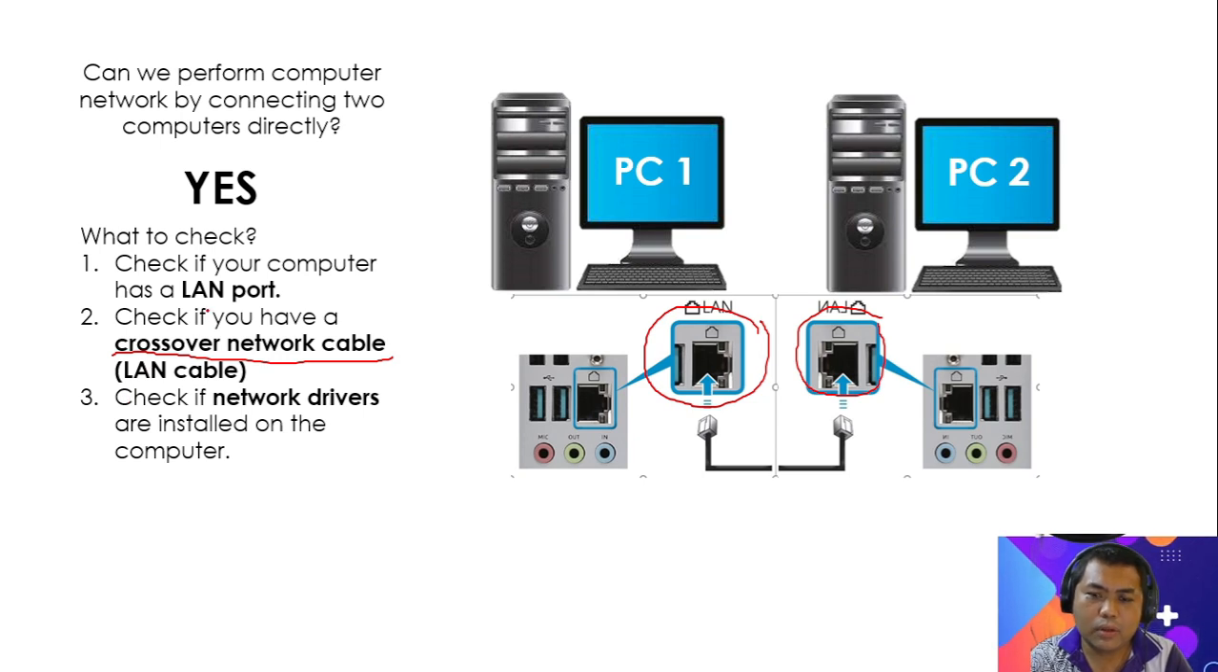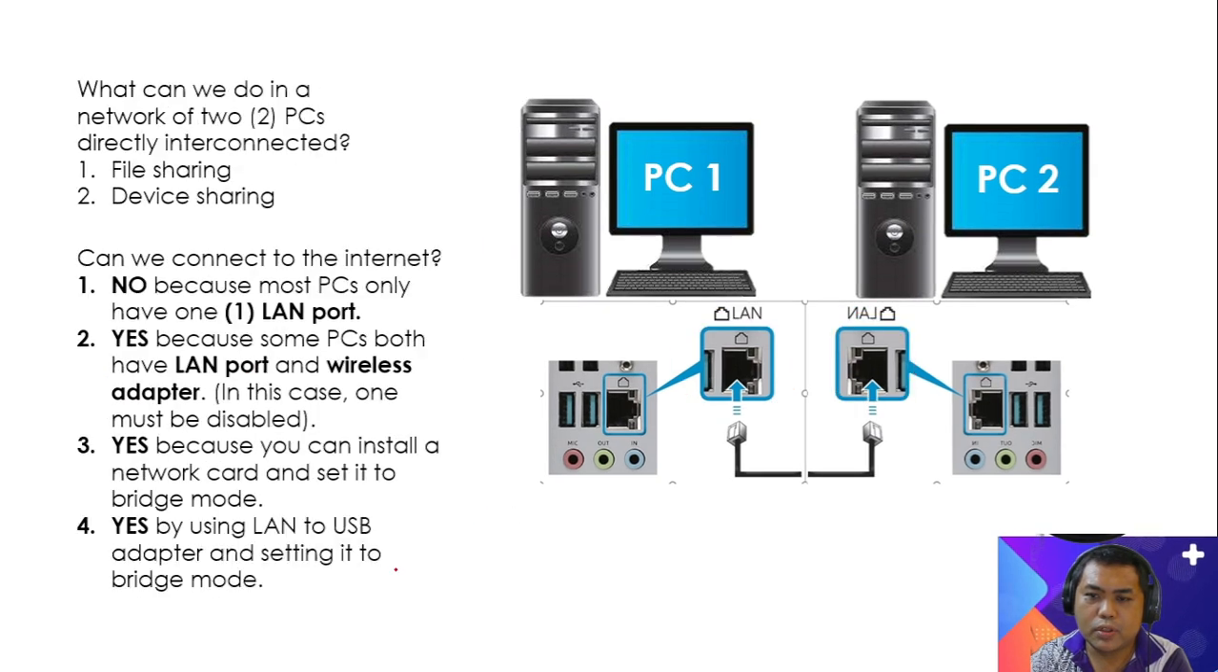Number 1, LAN port. Number 2, your network cable. And number 3, we check if the network drivers of our devices are installed. So, that is all we need to perform computer network between 2 computers. There is one more question here: what can we do in a network of 2 PCs directly interconnected?